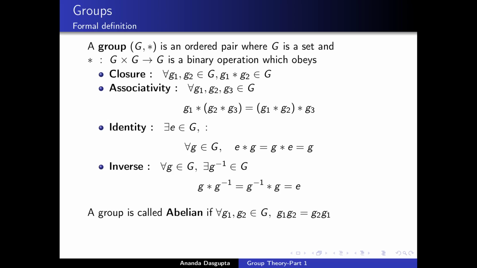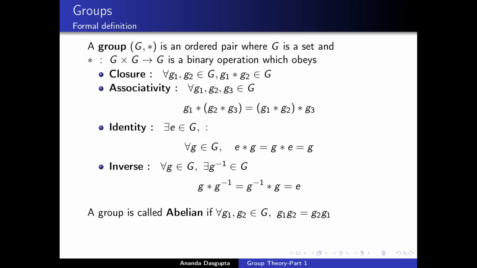However, if the group is such that for all G1, G2 belonging to capital G, G1 G2 is the same as G2 G1, so it does not matter which order you write the elements in, if you commute the two elements, switch their order, you get the same result, then you say that the group is commutative or is abelian. That, of course, is named after the mathematician Abel.